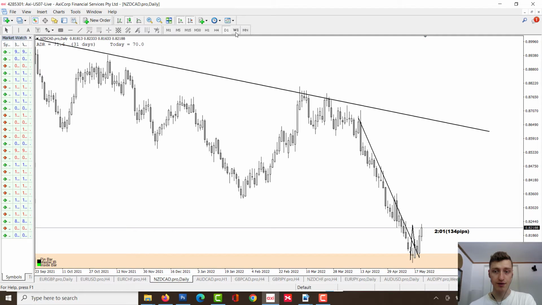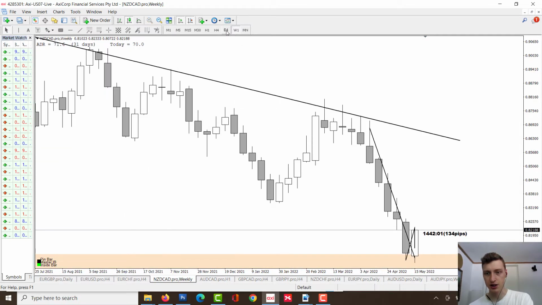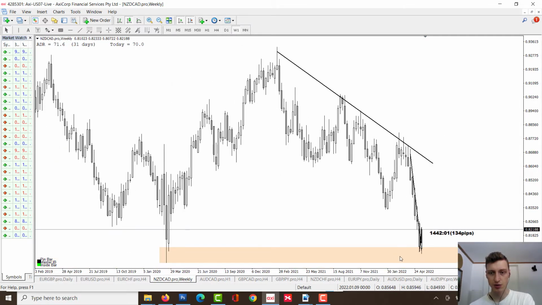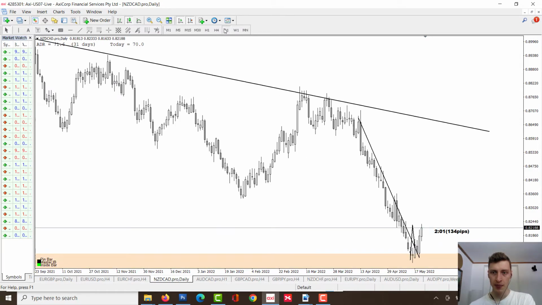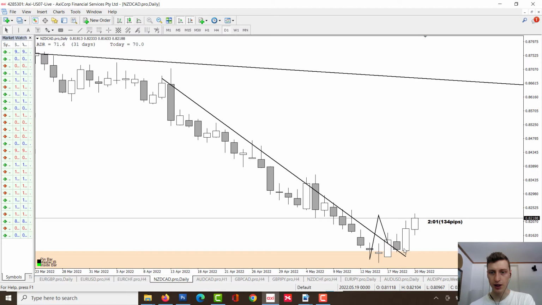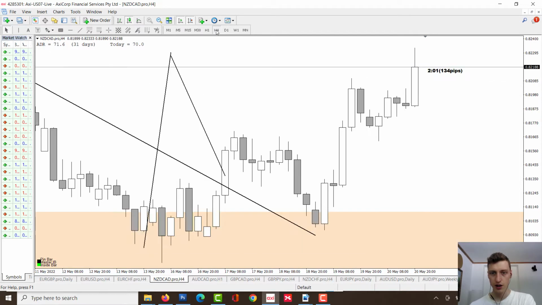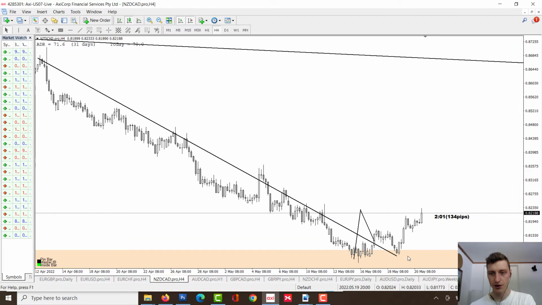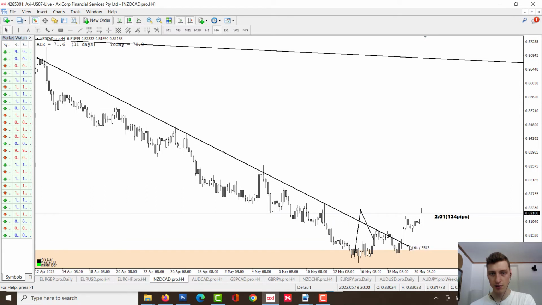New Zealand CAD, very nice price action. As you can see, price reached this weekly support. Now on a daily time frame we're getting a higher high and a higher close. From these candles, look at that, there's a clear change of trend. We have to repair this trend line a little bit. It got muffled during the weekend.